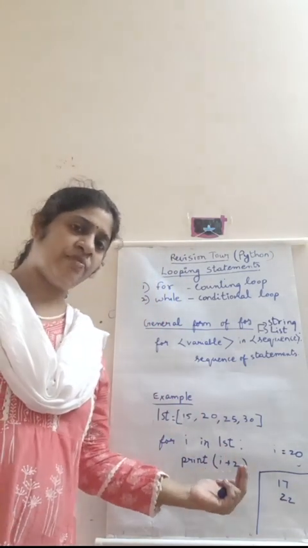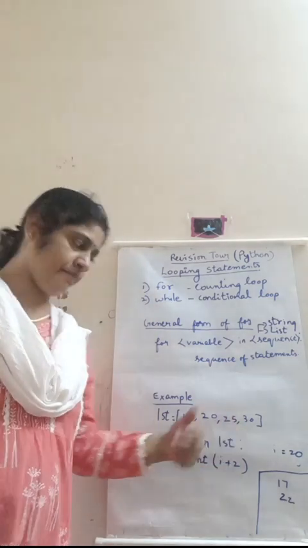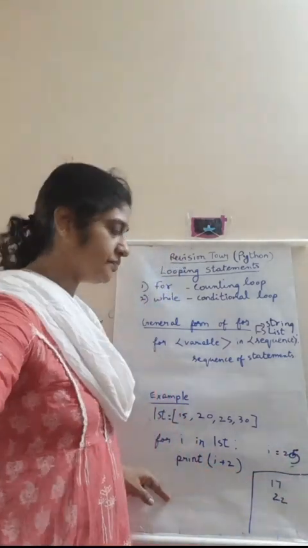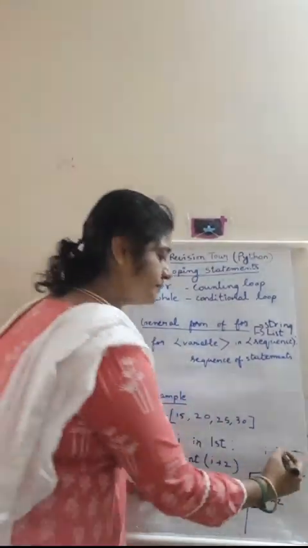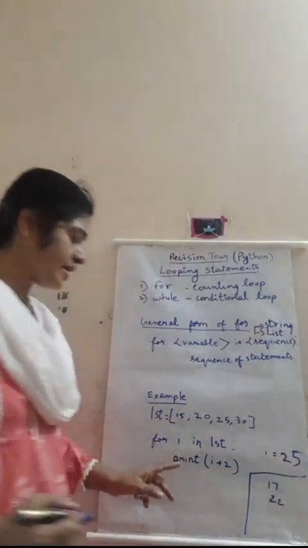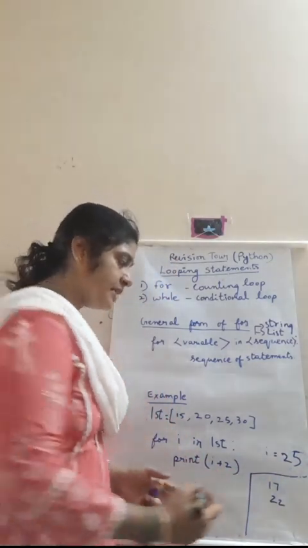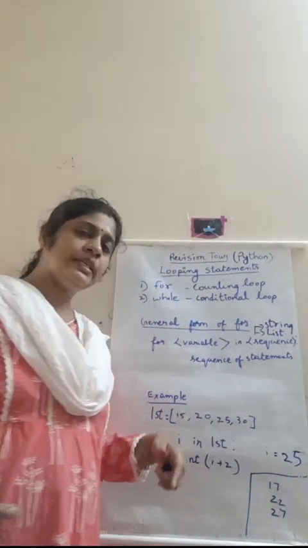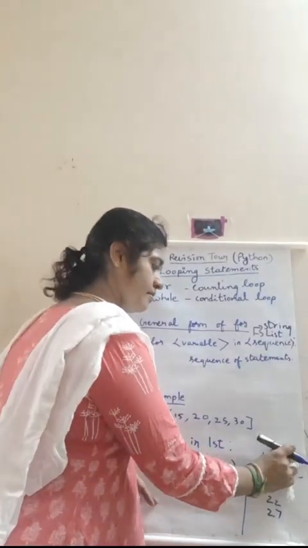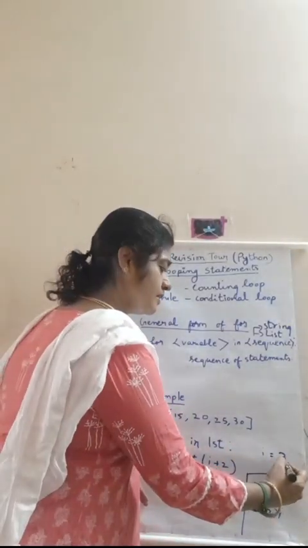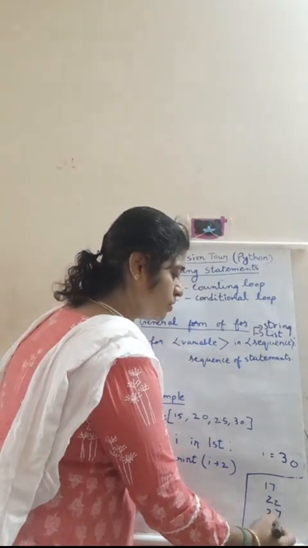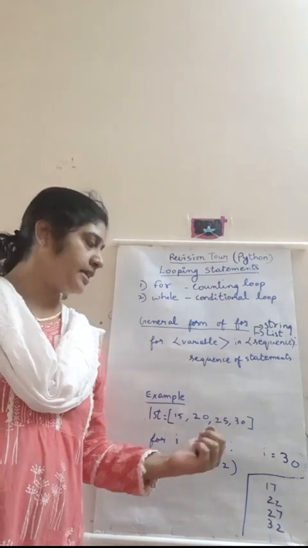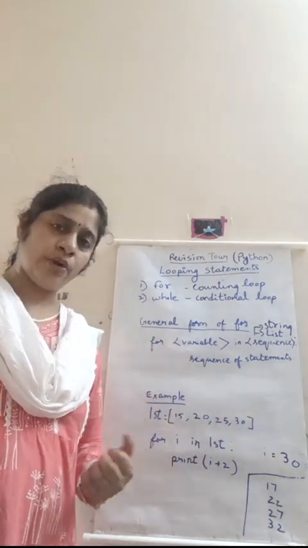The third time the loop runs, the i value will become 25, and then it will print 27. Then finally the i value will become 30, and i plus 2 will display 32. So the loop will run for each element in the list in the case of a for loop.